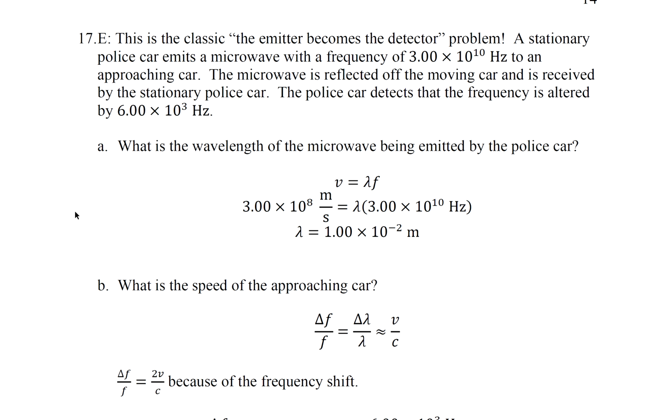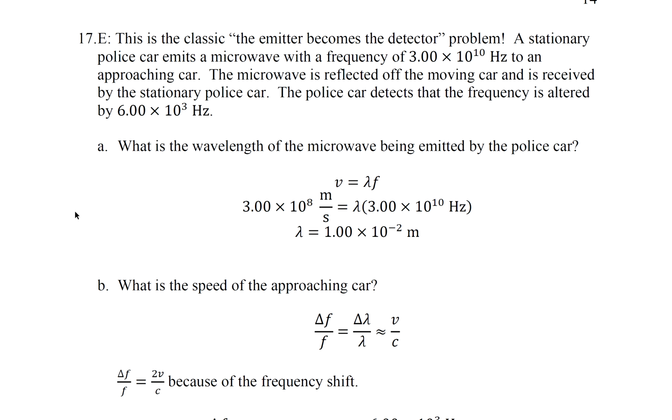Question 17. A stationary police car emits a microwave with a frequency of 3 times 10 to the 10 hertz to an approaching car. The microwave is reflected off the moving car and is received by the stationary police car. The police car detects that the frequency is altered by 6 times 10 to the 3 hertz.